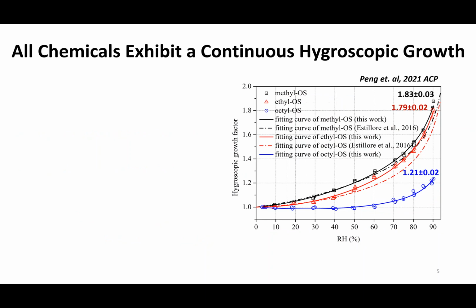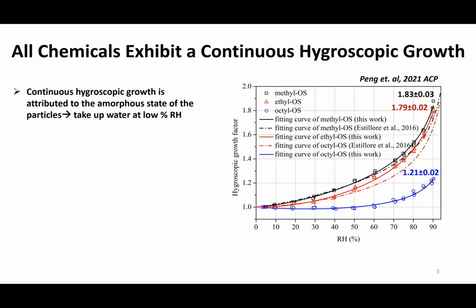Our second key finding shows that all the chemicals exhibit continuous hygroscopic growth using the HTDMA. Here, the figure shows the hygroscopic growth factor versus relative humidity. The markers represent this work's experimental data, while solid lines represent a theoretical model that relates hygroscopic growth factor with relative humidity. Finally, the dotted lines represent data from sodium ethyl sulfate and sodium methyl sulfate obtained from a study by Asa-Awuku et al.